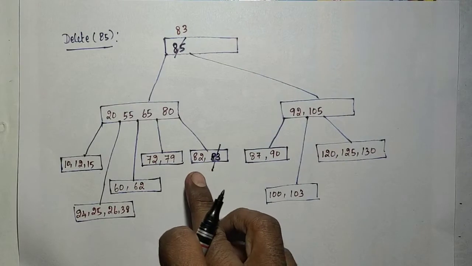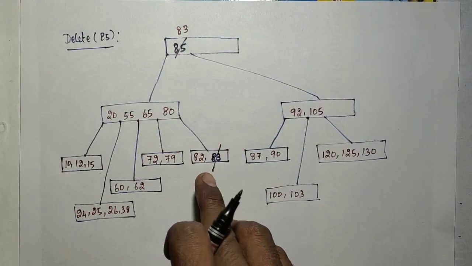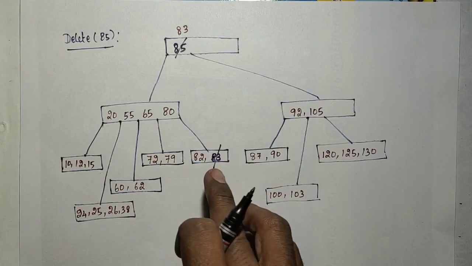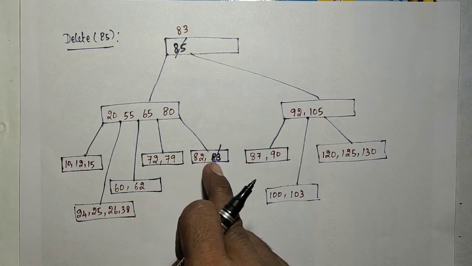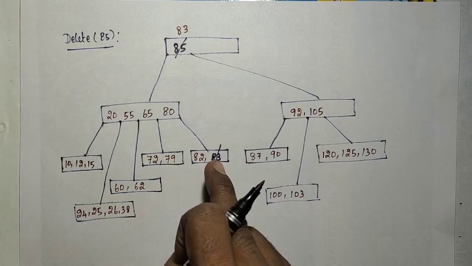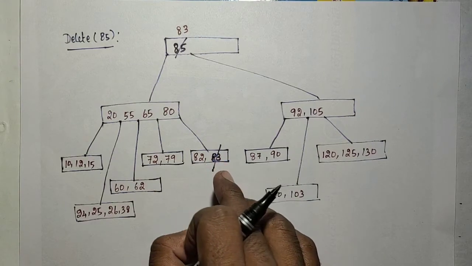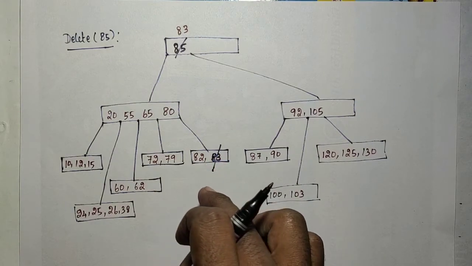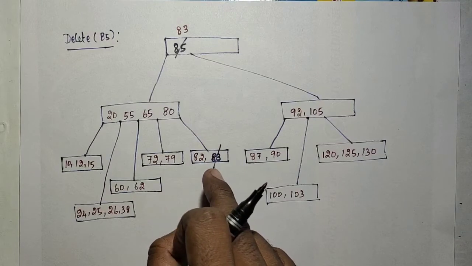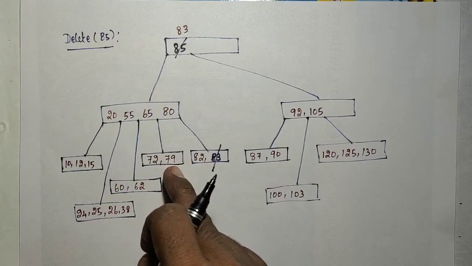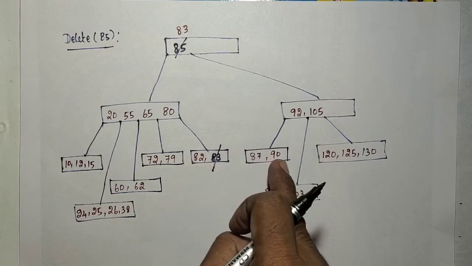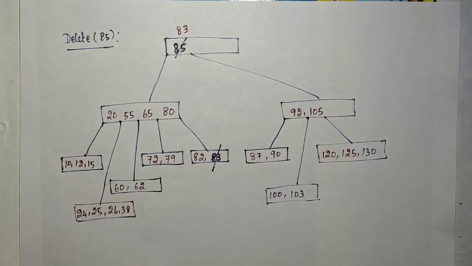Now what is happening is that the node goes underflow. That node is a leaf node only. Leaf node underflow means I need to get an element from the left sibling, otherwise ask the right sibling, or merge. So that is the procedure.